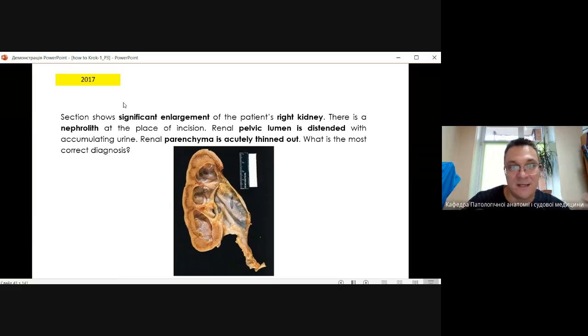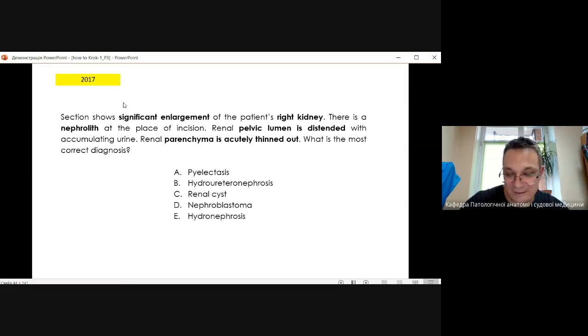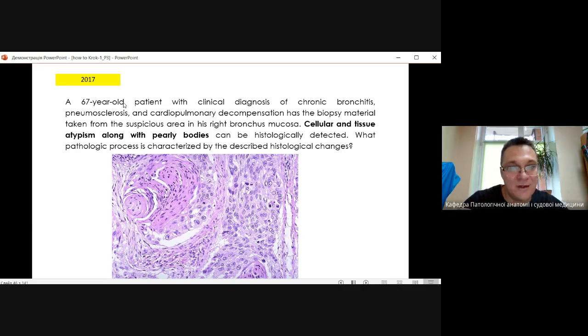Great. The next question. Section shows significant enlargement of the patient's right kidney. There is a nephrolith or kidney stone, as you wish, at the place of incision. Renal pelvic lumen is distended with accumulating urine. Renal parenchyma, yes, so that's hydronephrosis. Perfect. The correct answer is hydronephrosis. I just don't want to take your time anymore. Let's turn to another one.